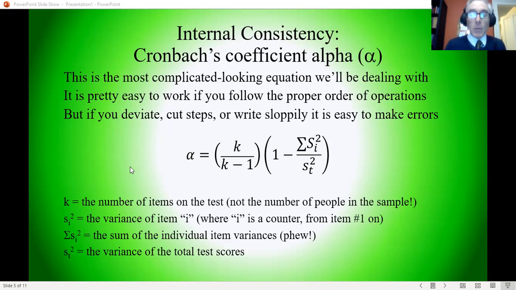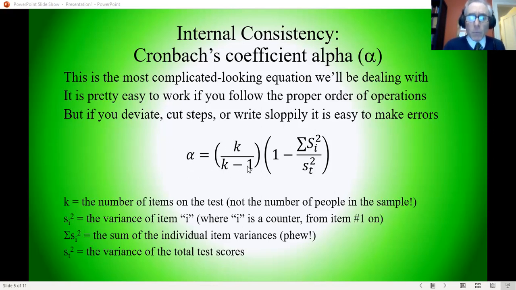The formula, by the way, can be represented in different ways. I've come to feel that this is the easiest one to read. So we're trying to solve for alpha. And again, alpha is simply the reliability in terms of internal consistency of the test data that we're working with.